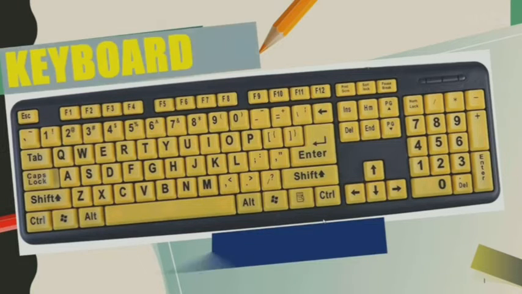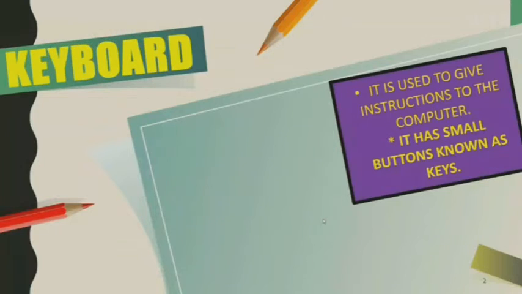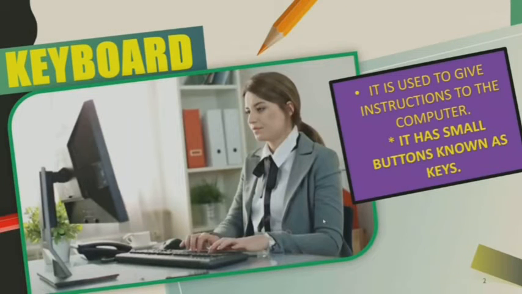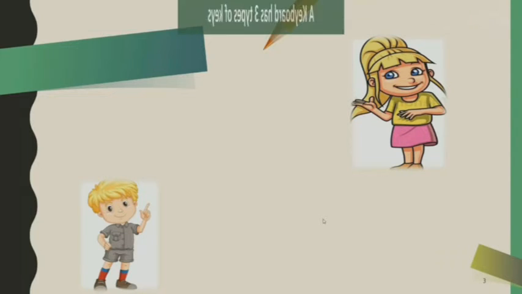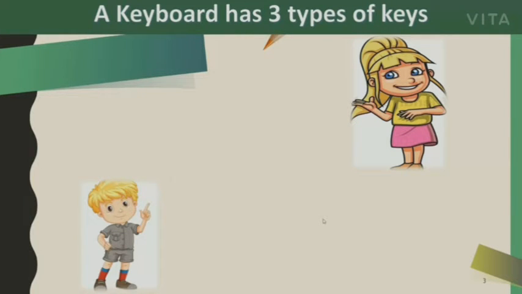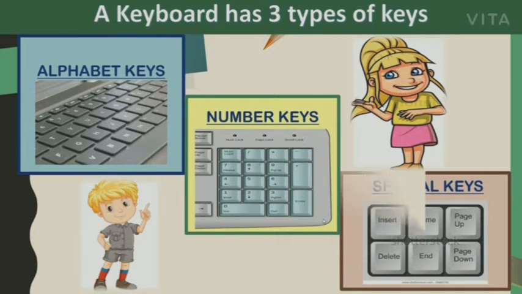We have learned about keyboard. It is an input device used to type words, numbers, and special symbols. It is also used to give instructions to the computer. It has small buttons known as keys. We divide them in three groups: alphabet keys, number keys, and special keys.